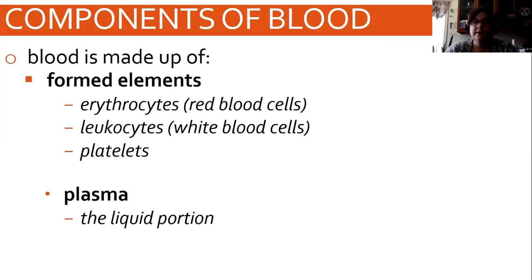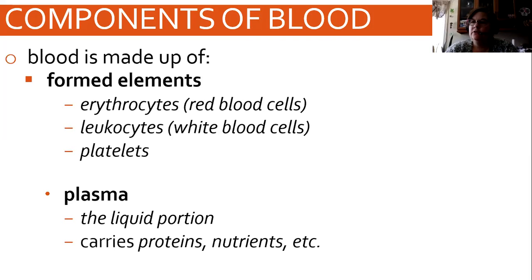Our plasma, that's the liquid portion of our blood. So remember, that's mostly water. And then that carries stuff in it. So proteins, nutrients, there's some dissolved oxygen in it, there's some dissolved carbon dioxide in it. So all sorts of stuff is carried through our plasma.